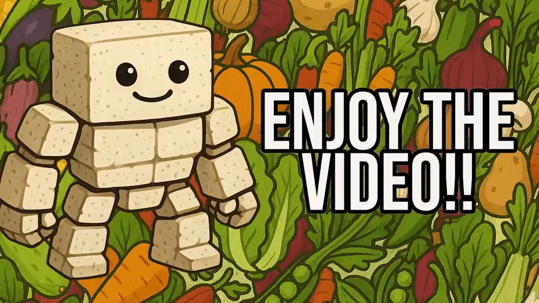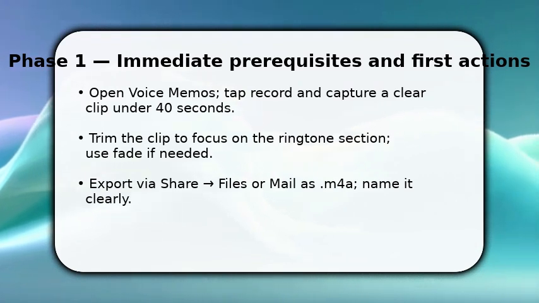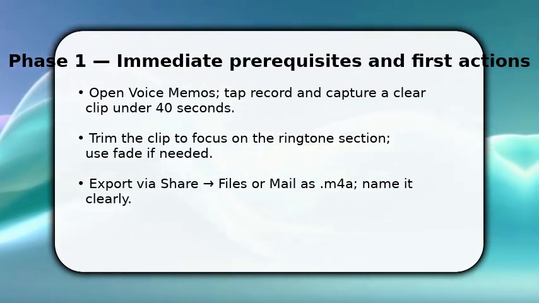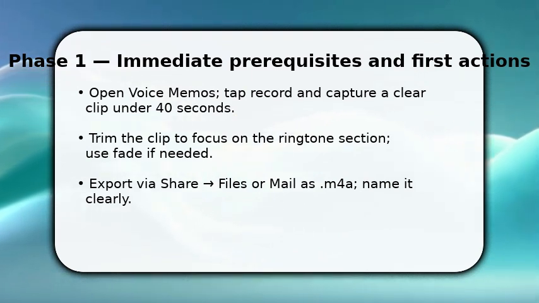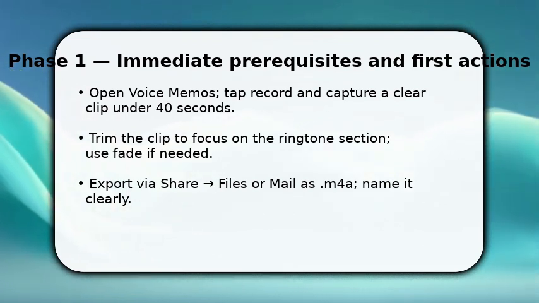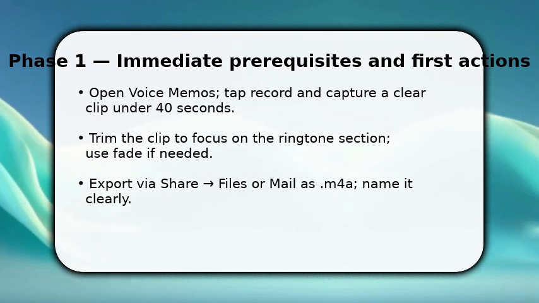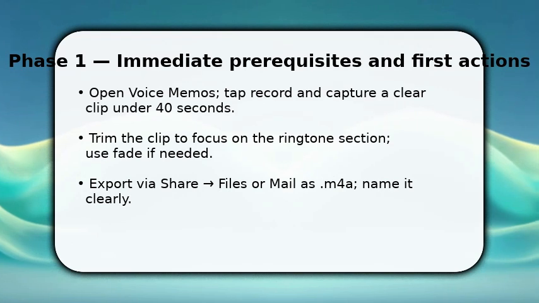You start by capturing the sound you want. Open Voice Memos, record a clean clip, and keep it under 40 seconds so iPhone will accept it as a ringtone. Once done, trim the clip to the exact section you want and apply a quick fade for smooth start and end. Then export the audio using Share into Files or Mail as an M4A because you need a file you can convert and transfer to your computer for the next steps.